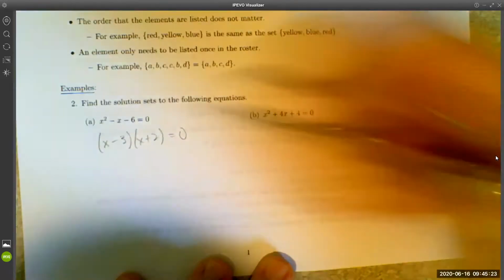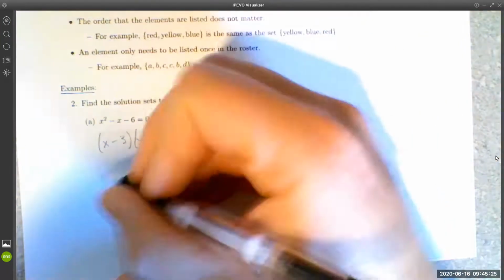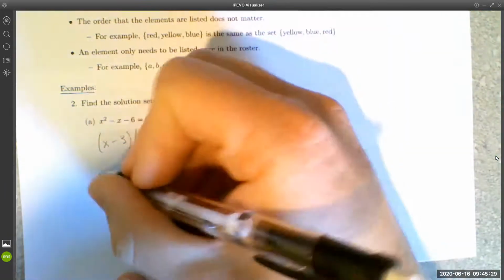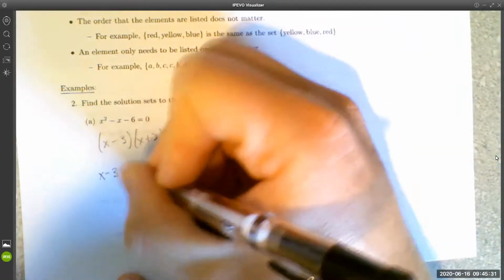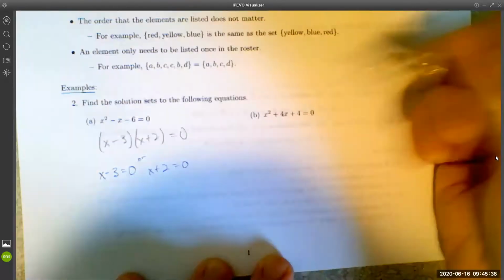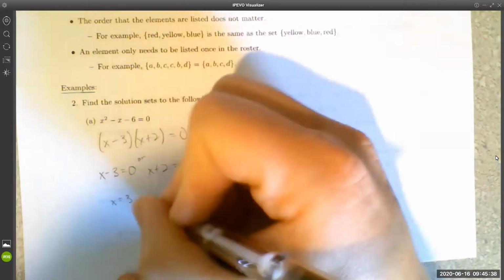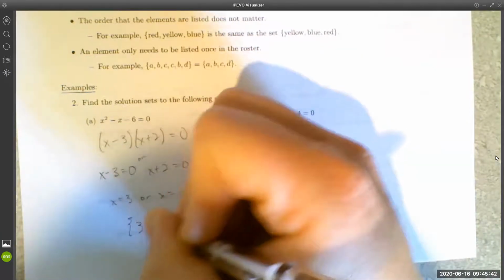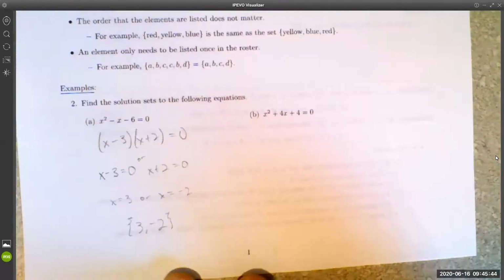And then I can apply the zero product property, right? And say, well, if this product equals 0, then one of the factors has to equal 0, right? That's the only way you're going to get 0 when you multiply them. So x is 3 or x is -2. That means that our solution set is {3, -2}. And that's how we would write our solution set, right?